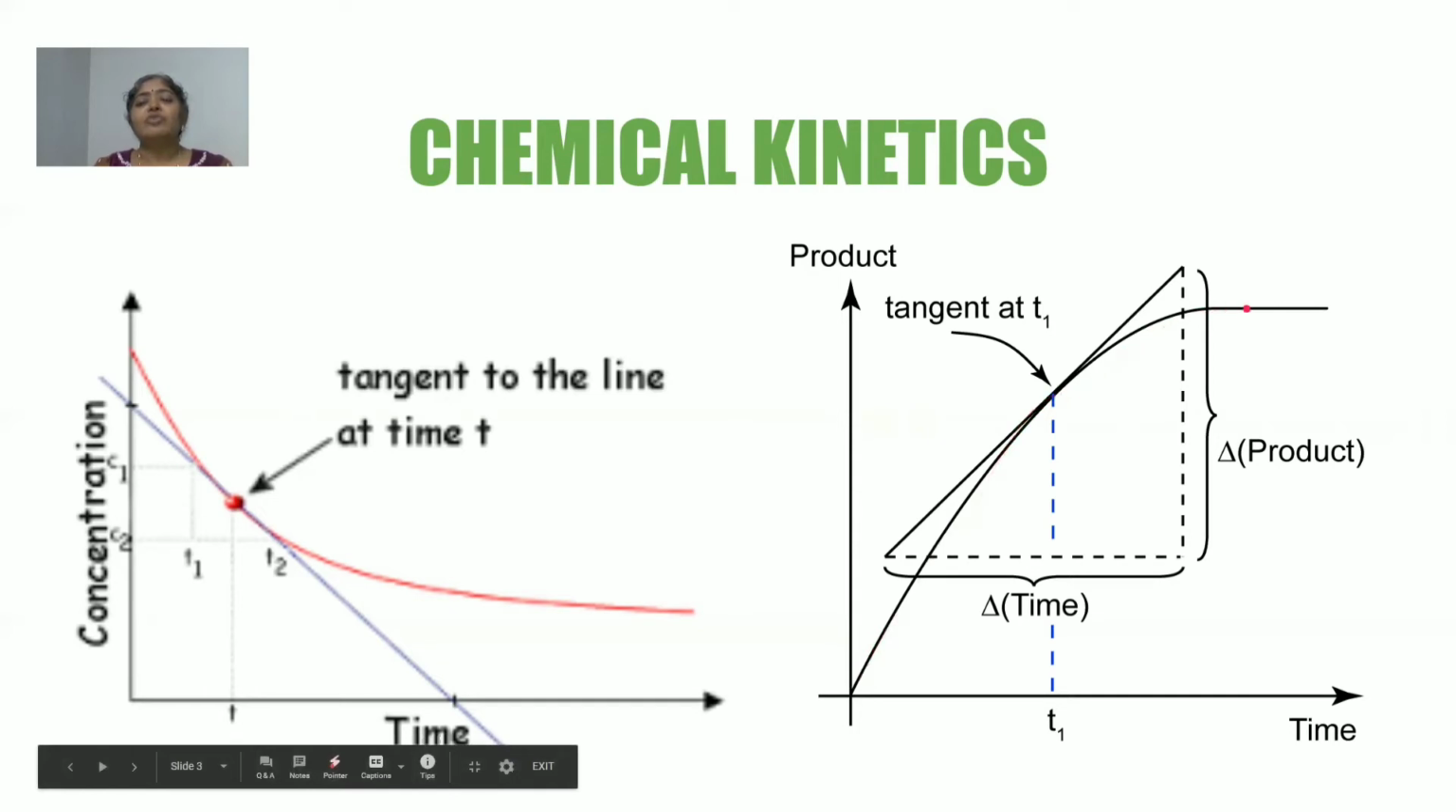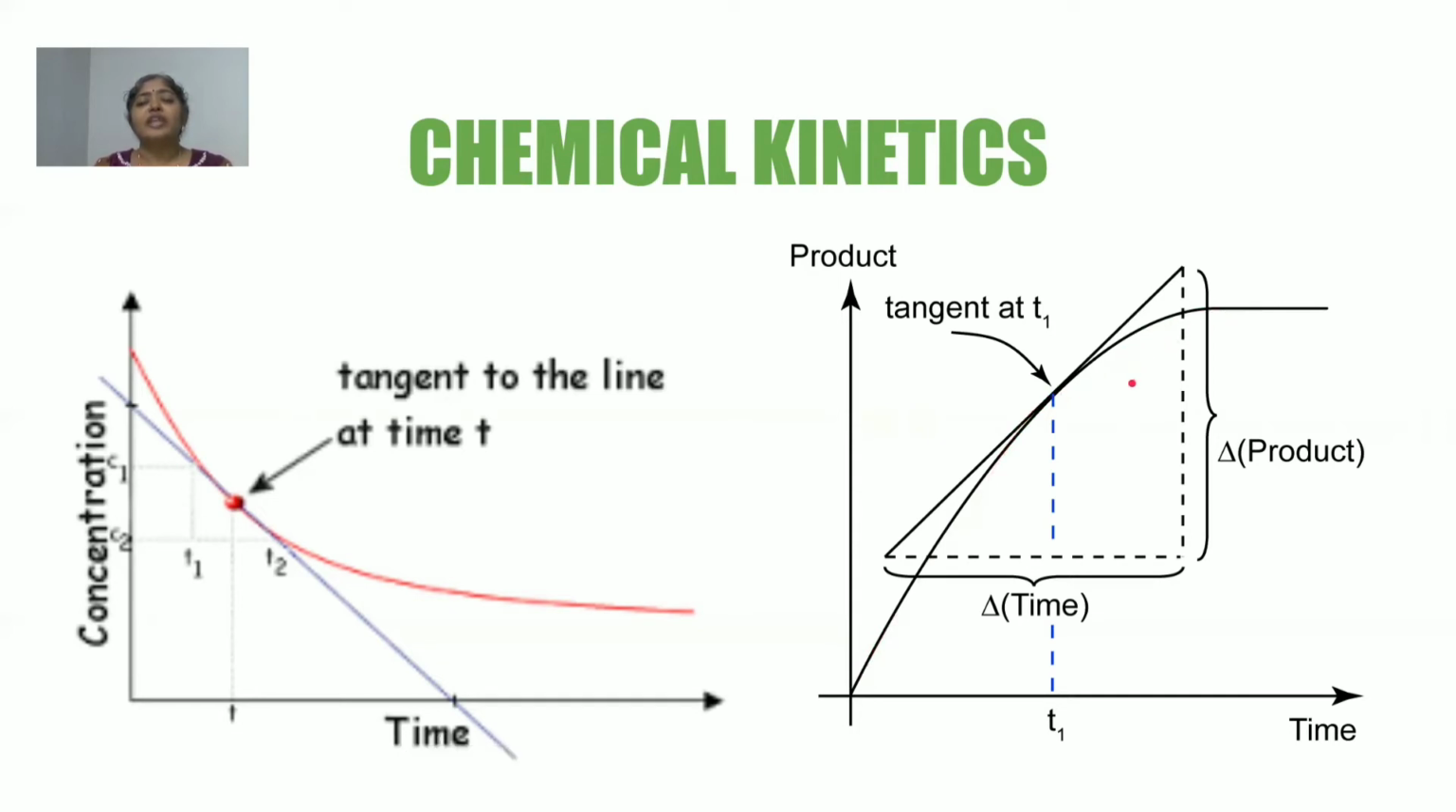So again, if I want to find out what is the rate of the reaction at any one particular instant of time, not over a period of time, but at one particular instant of time, then I again need to draw a tangent at that particular point of time, and the slope of this tangent. So you can see here the y2 minus y1 is nothing but delta P, or change in concentration of products with respect to time, change in time. So this will give me the rate of the reaction at this particular moment or at this particular instant.